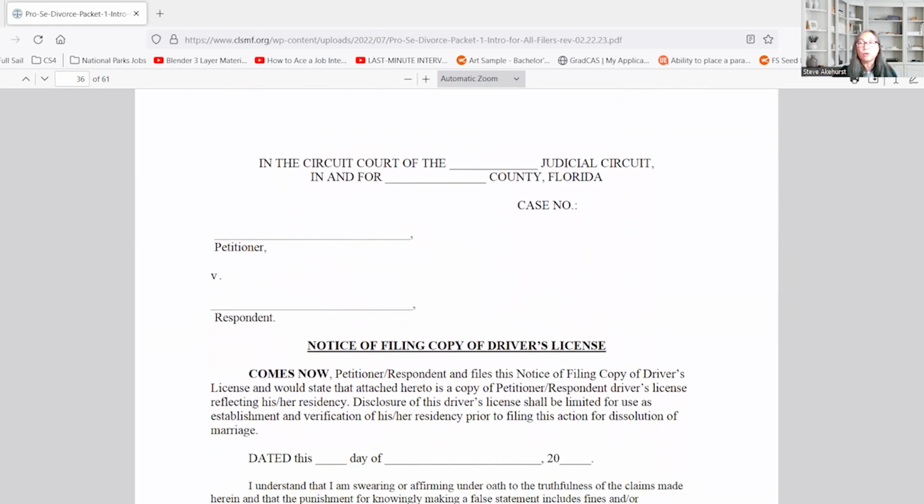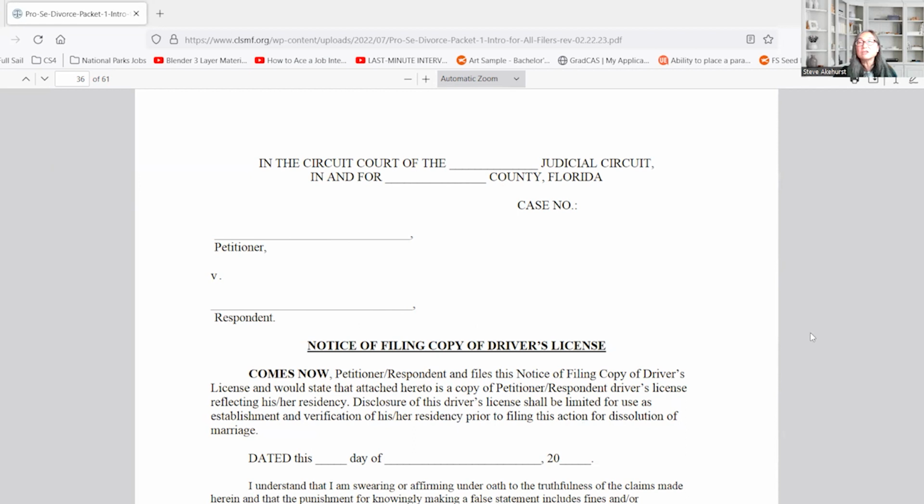Okay, so the next form. There are 2 forms that deal with whether you can prove that you've been a resident of the state of Florida. To file divorce in the state of Florida, you have to be a resident for at least 6 months. What that means is prior to filing, you have to have lived in Florida for 6 months. So if you just moved here a month ago, you have to wait 5 months before you can file a divorce. However, if you've been here a year, you can file a divorce in the state of Florida.